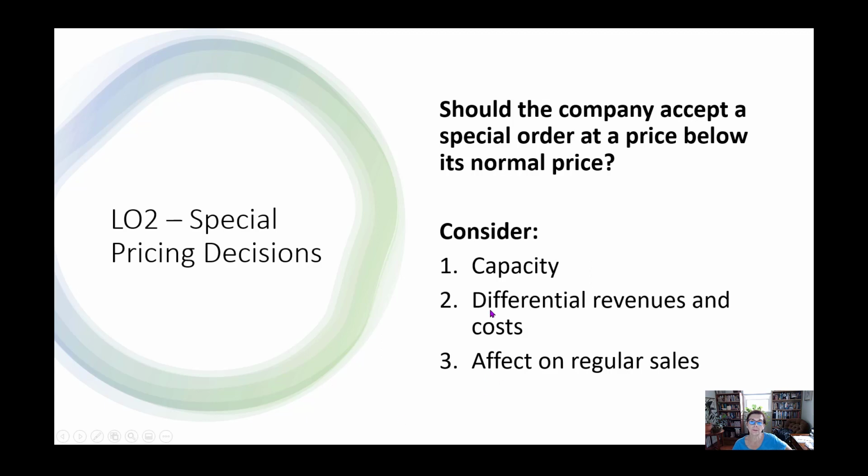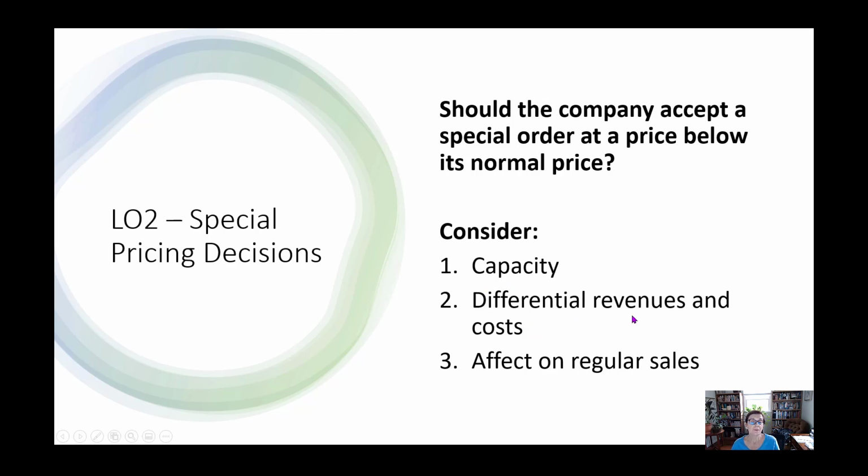The things that are going to be taken into consideration are capacity. Say you have to manufacture those. Well, if you have to give up manufacturing units that you're going to sell at 19, you're certainly not going to do that. That doesn't make any sense, right? But if you have excess capacity, then you would take that into consideration.